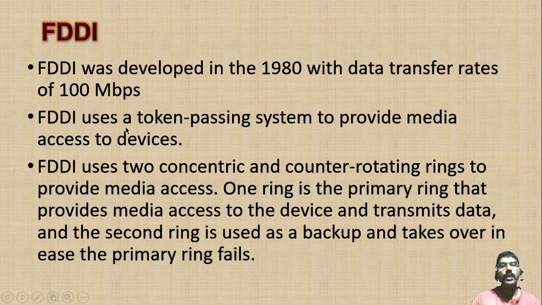FDDI contains two concentric rings in a counter-rotating manner. Counter-rotating rings for media access. One ring is called the primary ring, which provides data access and transmits the data. The second ring is used as the backup. If the primary ring fails, the secondary ring is taken as a backup for data transmission.